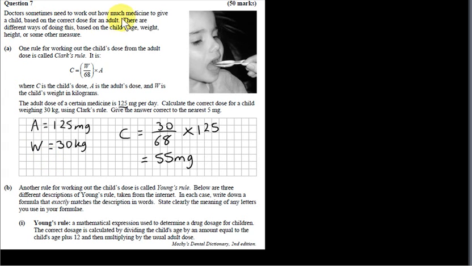Doctors sometimes need to work out how much medicine to give a child based on the correct dose for an adult. There are different ways of doing this based on the child's age, weight, height, or some other measure. One rule for working out the child's dose from the adult dose is called Clark's rule. It is C equals W over 68 times A, where C is the child's dose, A is the adult's dose, and W is the child's weight in kilograms.